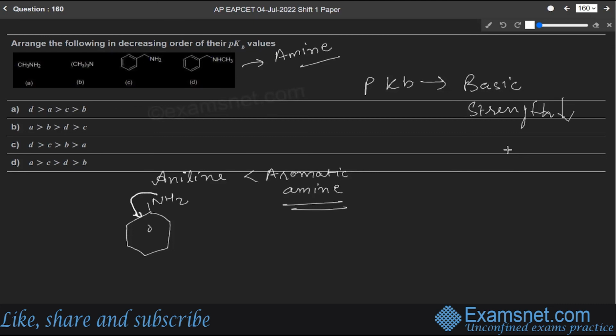So now let's look between A and B. A and B are the aliphatic amines. Why have I written this aromatic? Just a minute, that was my bad. Like I was telling you, add aliphatic.